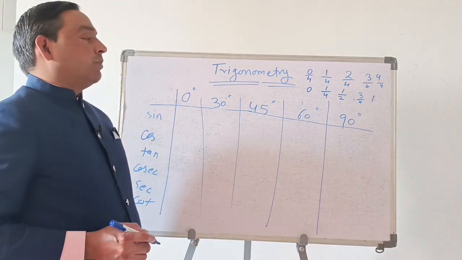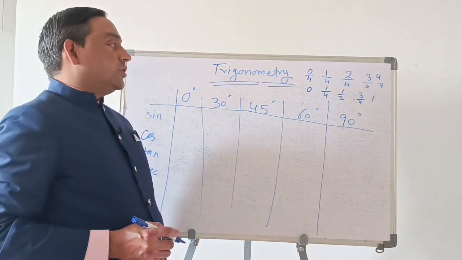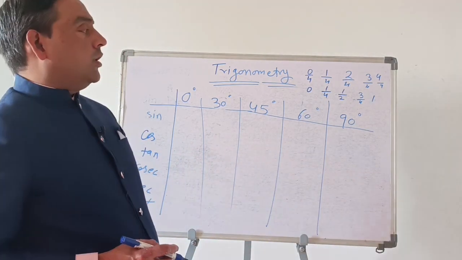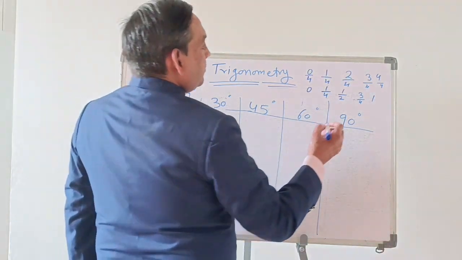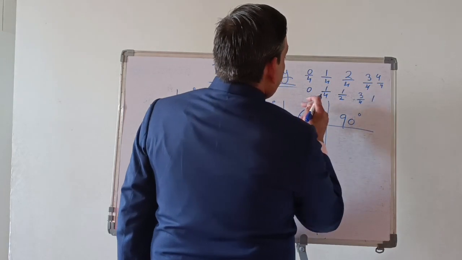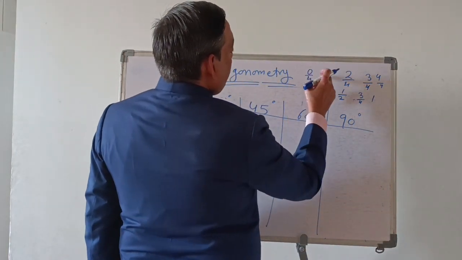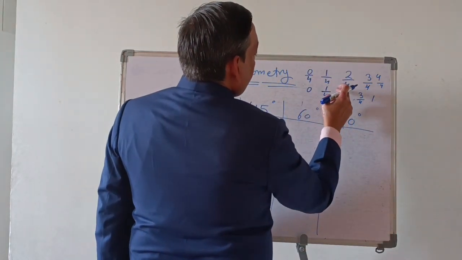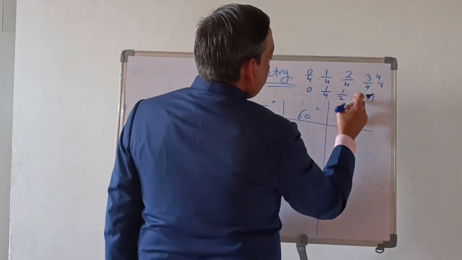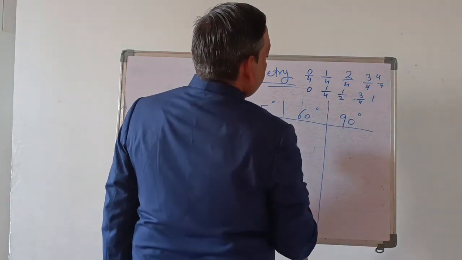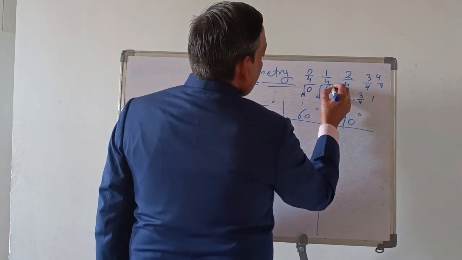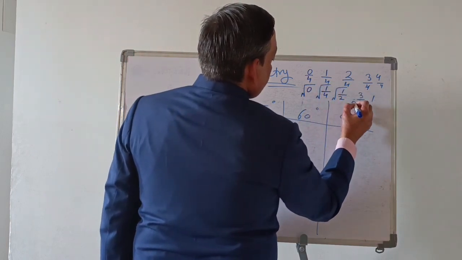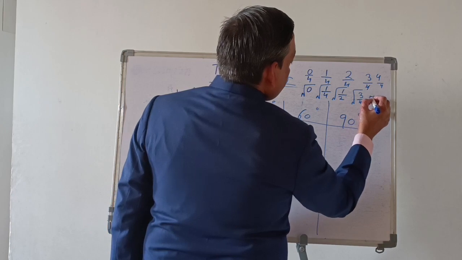Write down the whole numbers from 0 to 4, which is 0, 1, 2, 3, 4. Divide each number by 4 and simplify each: 0 upon 4 gives you 0, 1 upon 4 gives you 1 upon 4, 2 upon 4 is 1 upon 2, 3 upon 4 is as it is, 3 upon 4, 4 upon 4 is 1. The next step is to take the square root of each number.